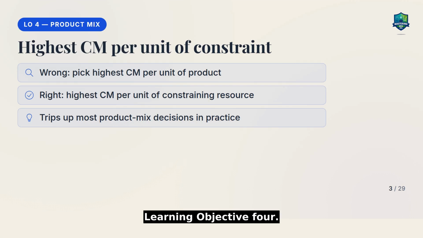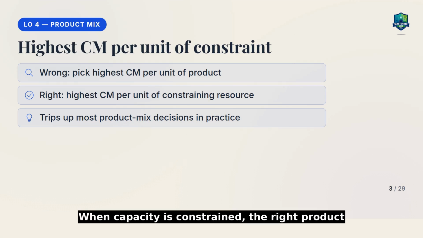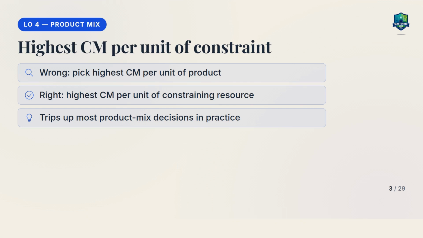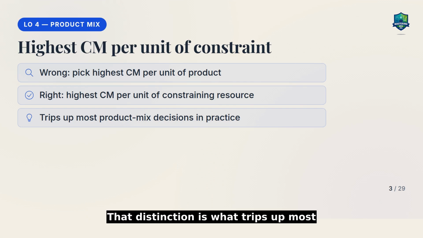Learning Objective 4. When capacity is constrained, the right product to produce is not the one with the highest contribution margin per unit. It's the one with the highest contribution margin per unit of the constraining resource. That distinction is what trips up most product mix decisions in practice.